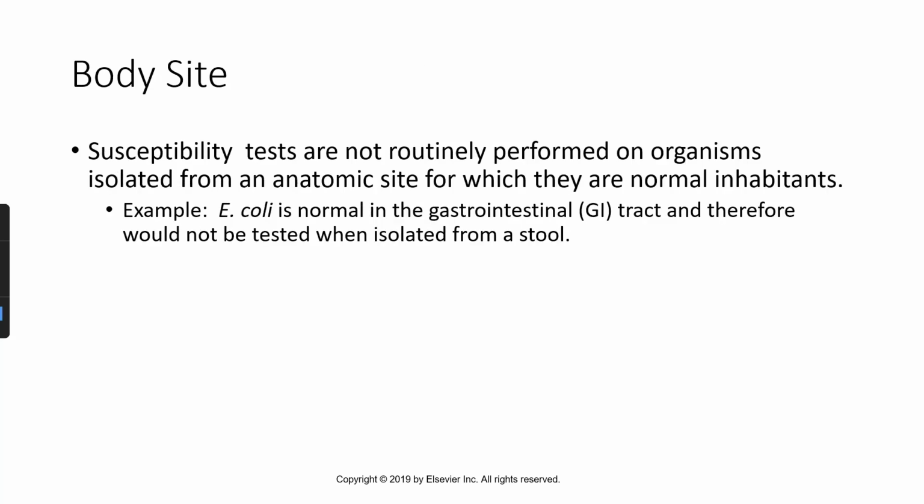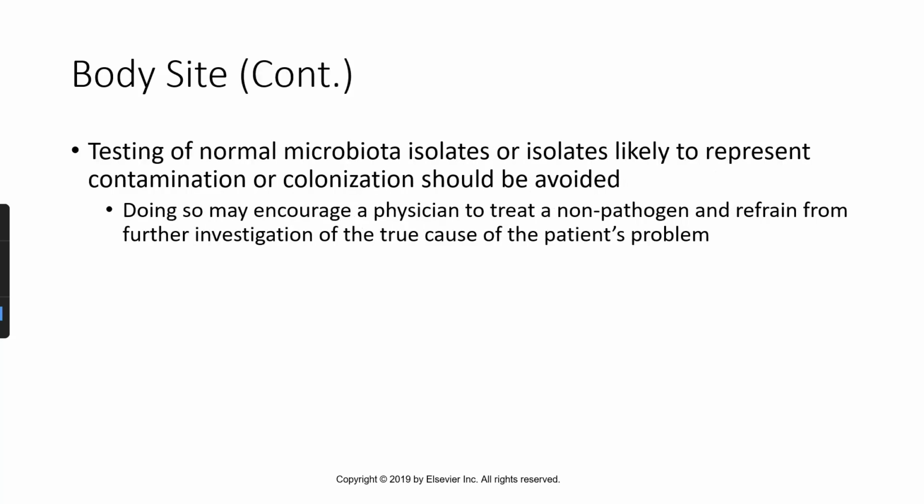So the body site: susceptibility tests are not routinely performed on organisms isolated from an anatomical site for which they are normal inhabitants. For example, E. coli is normally in the GI tract, therefore we're not going to test it when isolated from a stool. Testing of normal biota isolates or isolates likely to represent contamination or colonization should be avoided. Doing so may encourage a physician to treat a non-pathogen and refrain from further investigation of the true cause of the patient's problem.